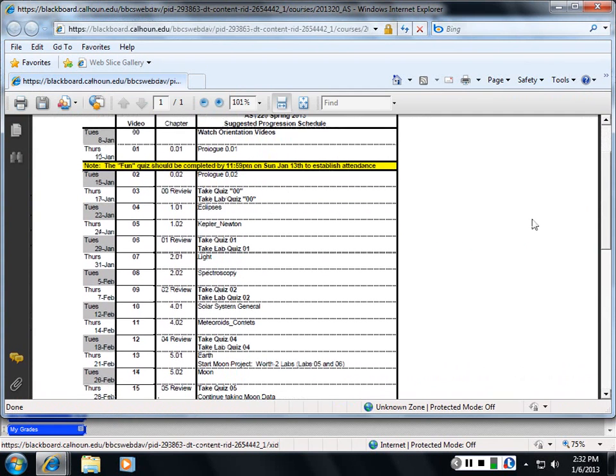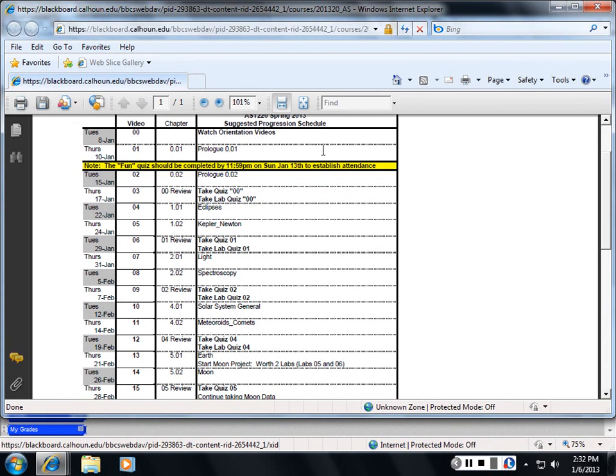Basically, the schedule is set up so that you have 3 nights for every chapter. Here on the first day, it says watch orientation videos. That'll be your first day. But then from everywhere on, you'll have 3 nights, basically a week and a half, for every chapter of this course.